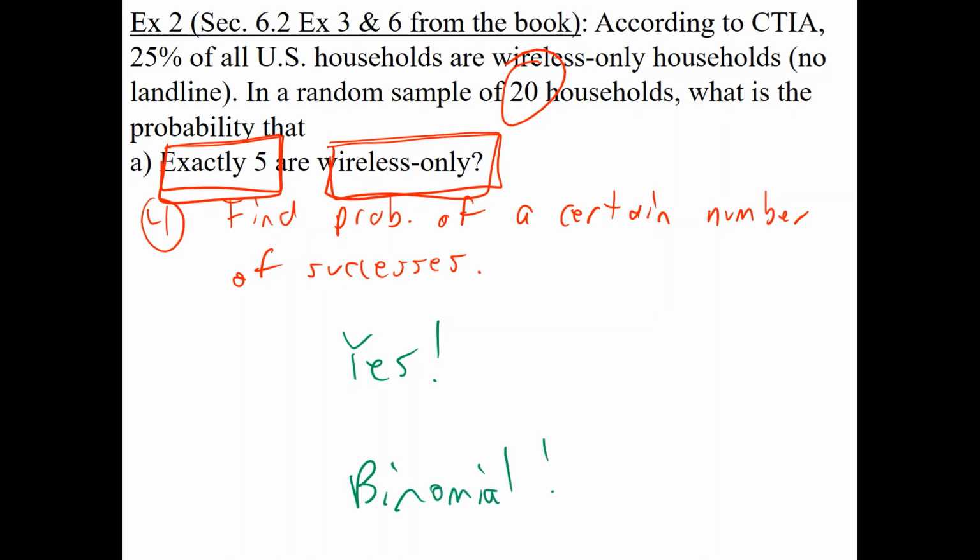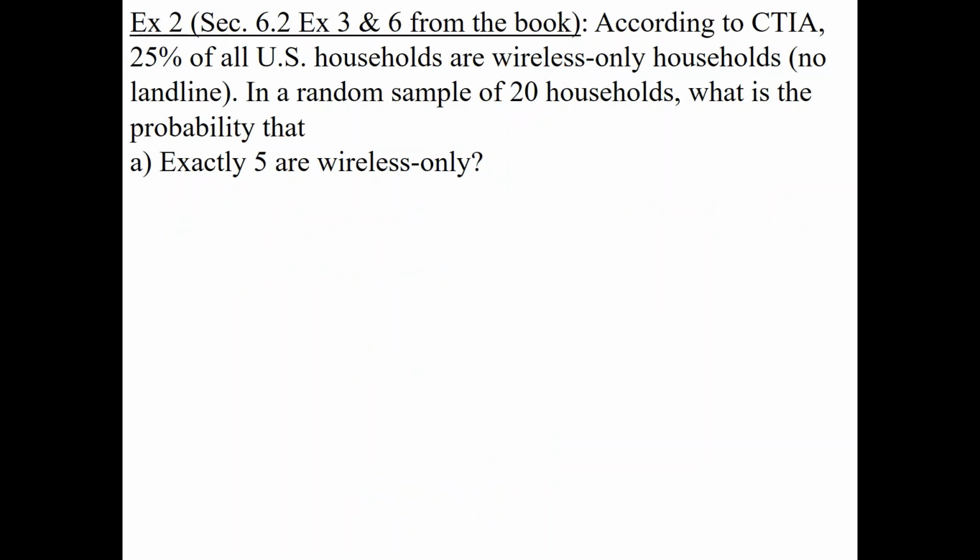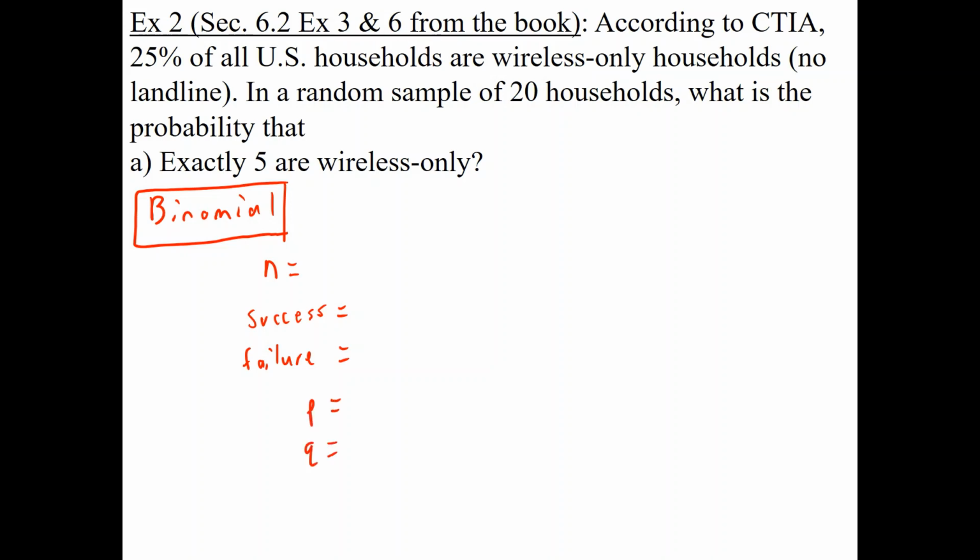Okay, so now that it's binomial, now that we know it has the 4 ingredients, here's what you actually have to write. When you recognize it's a binomial problem, the first thing I want you to write down is the word binomial. And then you're going to write down what n is, what a success is, what a failure is, what little p is, what little q is, and then what capital X is.